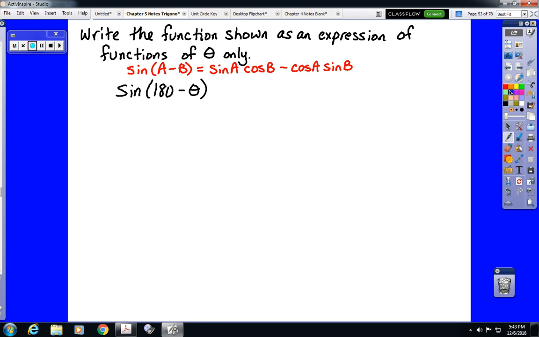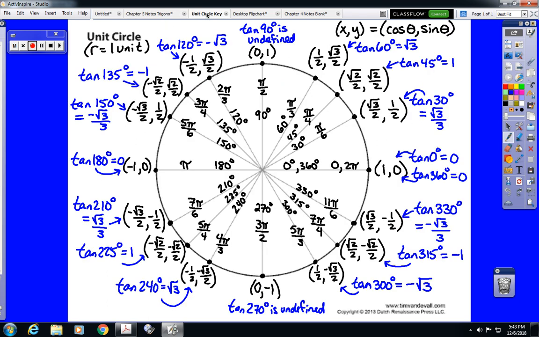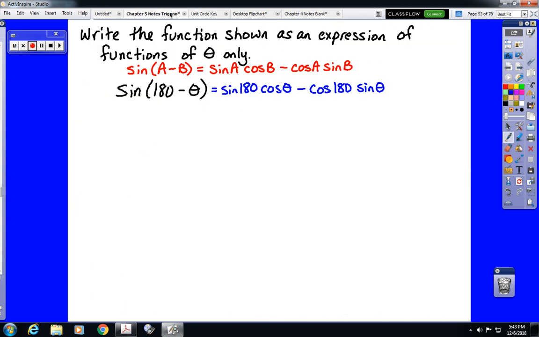So that would be, for this particular expression, the sine of 180 times the cosine of theta minus the cosine of 180 times the sine of theta. So we need to go locate the sine and cosine of 180. Off to the unit circle. We find 180. Cosine's negative 1. Sine is 0. So back to the work.